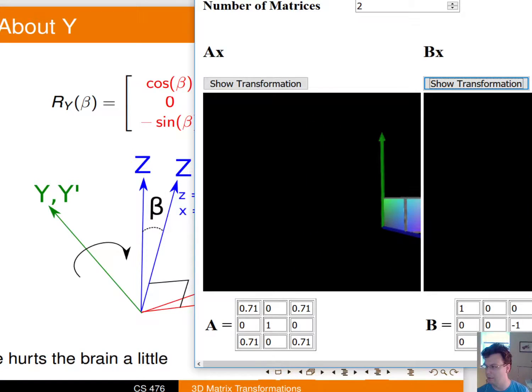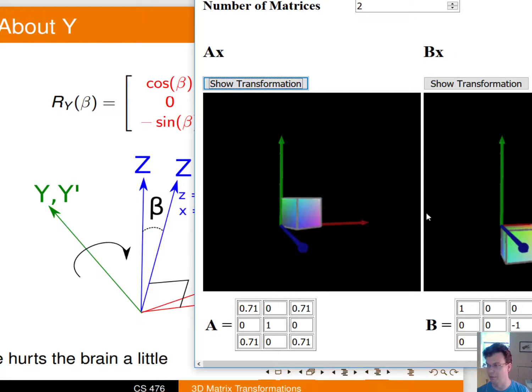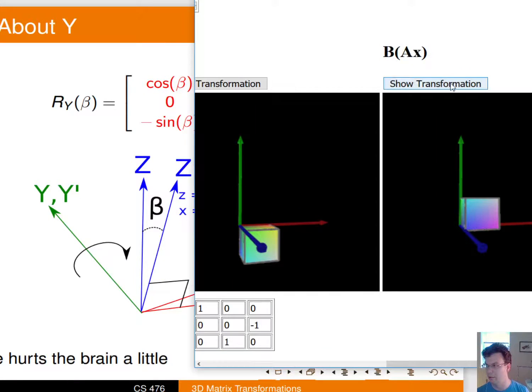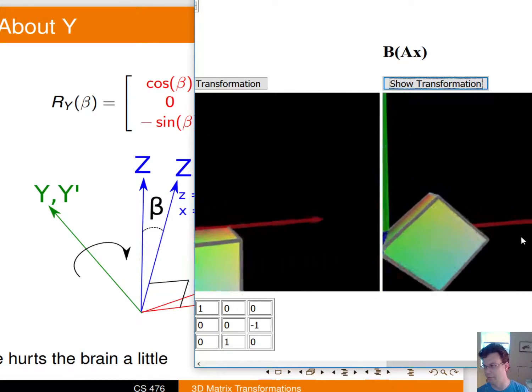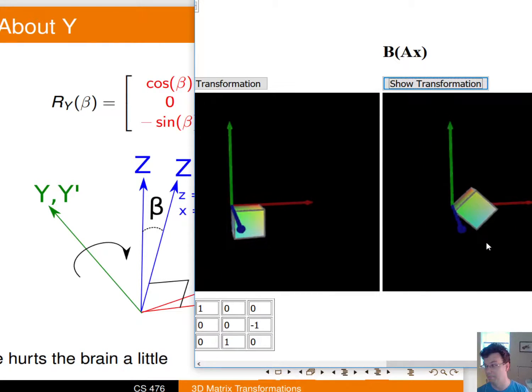So there's our 90-degree rotation around the x-axis. You see that there. Here's again our 45-degree rotation about the y-axis. So let's see what they do one after the other. Okay, so 45 in y, and then we get that in x. Okay, so that's what that looks like. And if we do them all at once, that's where we end up.